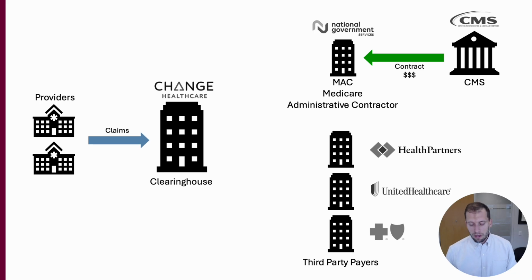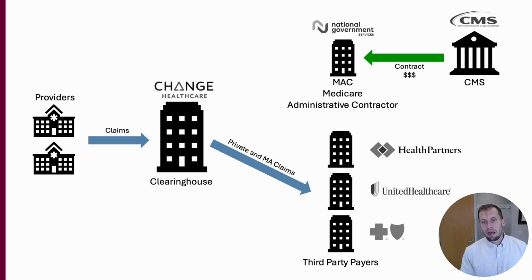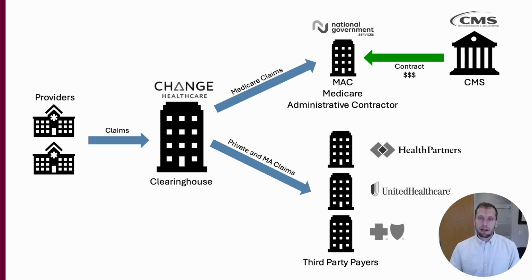And so you'll submit the claim to the clearinghouse, okay, and then the clearinghouse will send that claim to the right place. So the private and Medicare Advantage claims will be sent to that third-party payer, and the Medicare claims will be sent to the MAC. So the big advantage there is you don't have to figure out who do I mail this claim to, right?